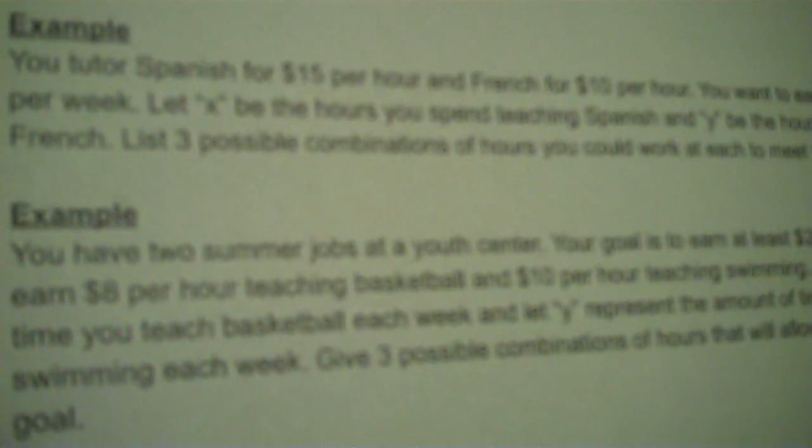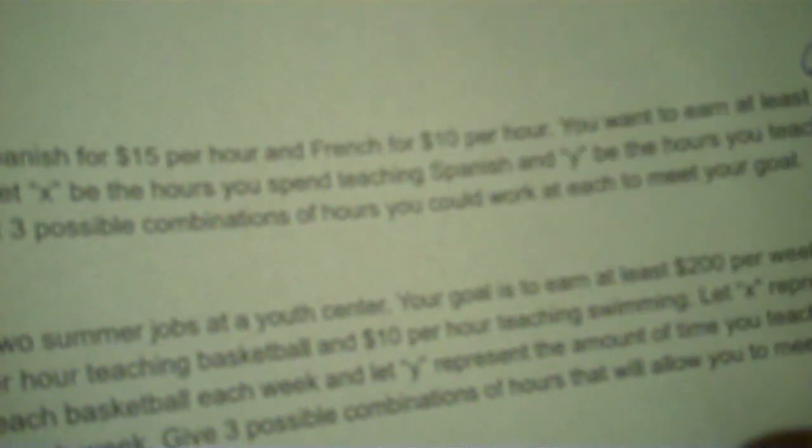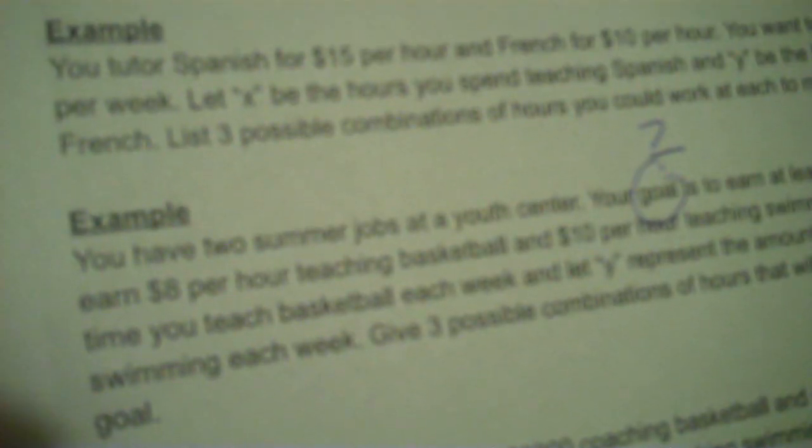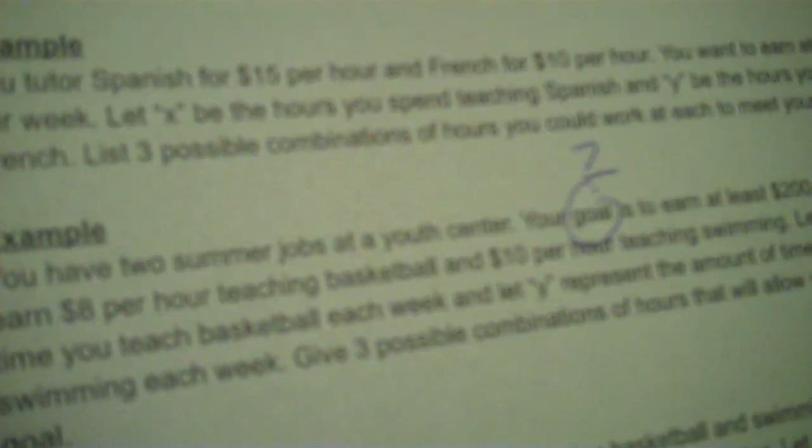Okay, you have 2 summer jobs at a youth center. Your goal is to earn at least $200 per week. There's that goal. You earn $8 per hour teaching basketball and $10 per hour teaching swimming. Let X represent the time you teach basketball. So this is basketball hours. And then Y represents the amount of time you teach swimming each week.